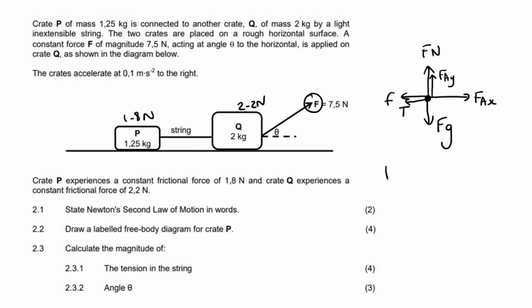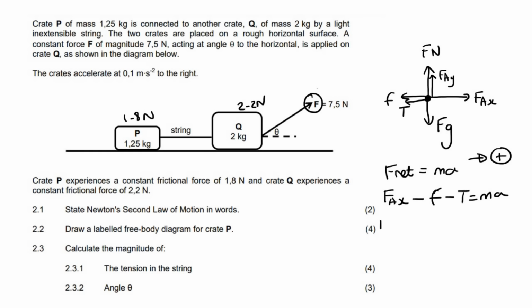Now, I'm going to go use our good old F net equals MA. I'm going to choose right as positive. So we're only looking in this direction. We're not looking vertically, moving up or down. So we're only going to look at those forces over there, these ones. So we're going to say F applied in the X direction minus the friction force minus the tension is equal to MA.